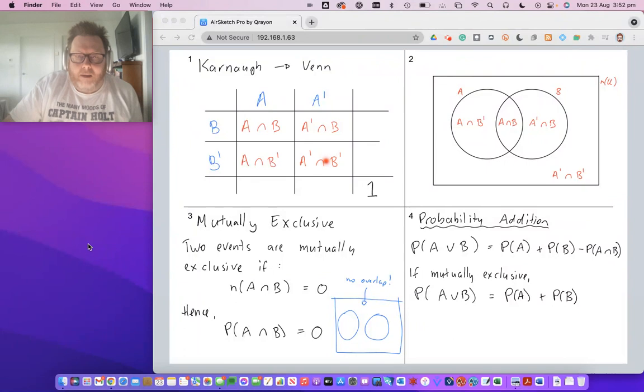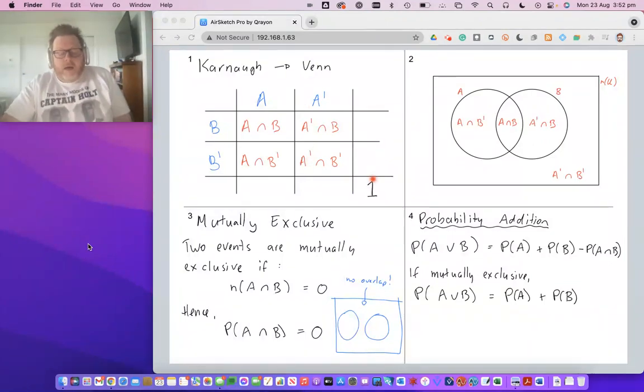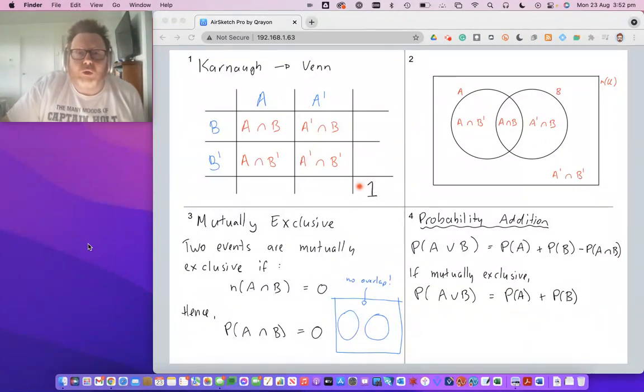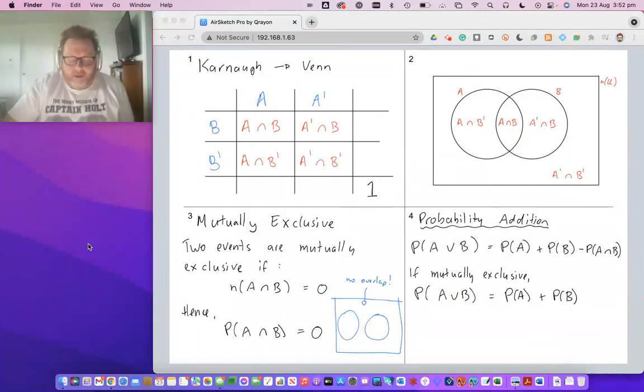And do note, in a Karnaugh map, of course, we would total these up. Last example, I just gave probabilities in these different boxes, but they could be numbers as well. And it should always total up to the total amount in the sample space, or if it's a probability thing, then it should be totaling up to 1 or 100%, depending on how you're looking at it.